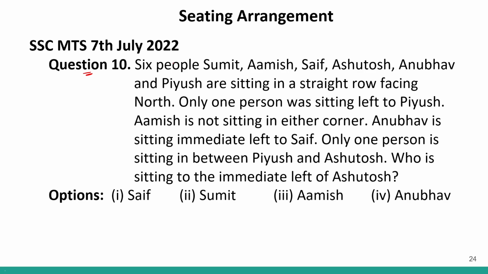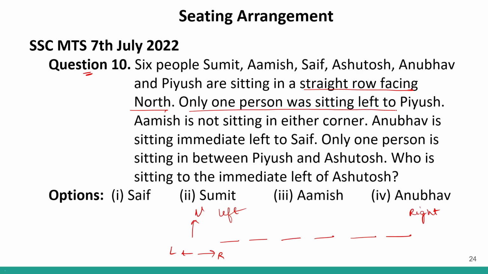Coming to question number 10. Question number 10 says that there are 6 people, Sumit, Amish, Saif, Ashutosh, Anubhav and Piyush, that are sitting in a straight row facing north. So simple row, 1, 2, 3, 4, 5, 6 people facing north. If they're facing north, this will be the right side and this will be the left side. So this will be my left end and this will be my right end. Correct? Now, it is given that only one person was sitting left of Piyush. So Piyush will come over here.